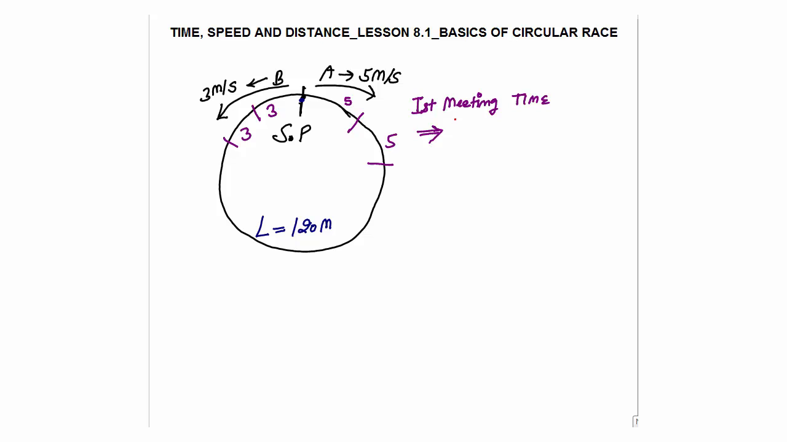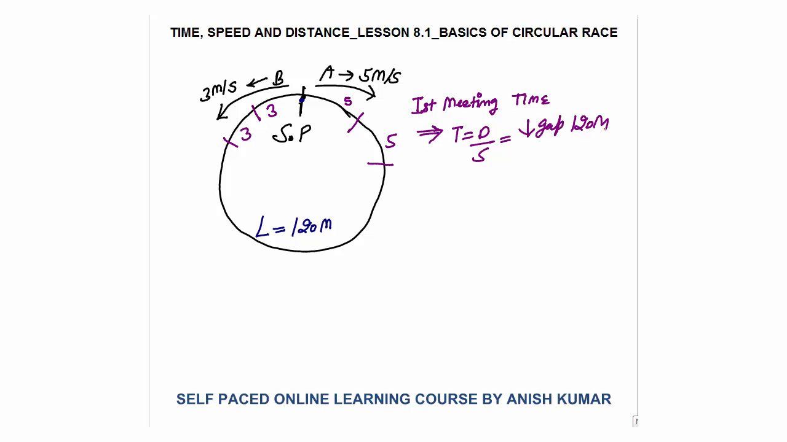So the time we need to calculate: time is distance upon speed. The distance means we have to reduce the gap of 120 meter, and the gap is reducing at a speed of 8 meter per second, because the relative speed is 8 meter per second. In 1 second the gap will reduce by 8 meter. So the time would be how much? This is 15 seconds. So their first meeting will take place after 15 seconds.